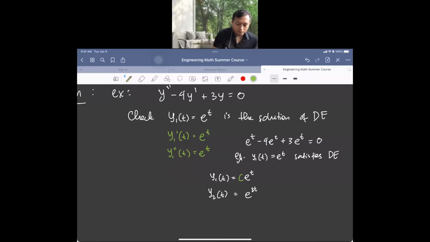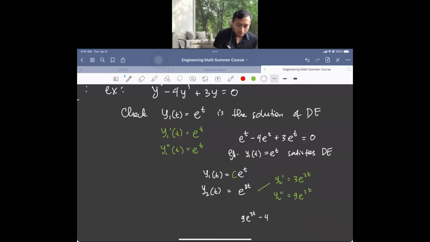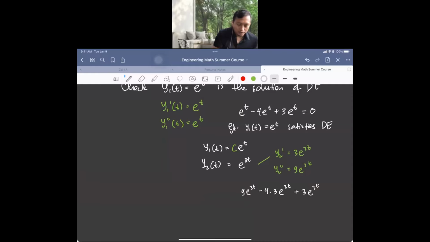If we check the differentials, this will be 3e^(3t). And if we check the double prime, this becomes 9e^(3t). If we check through our solutions here, then this will be 9e^(3t) minus 4 multiplied by 3e^(3t) plus 3e^(3t). So we have minus 12 plus 3, it becomes minus 9 plus 9, which also becomes 0. So it also satisfies, and we can also add a constant.